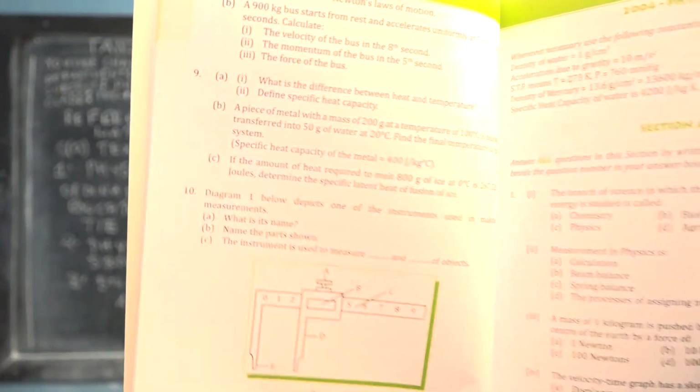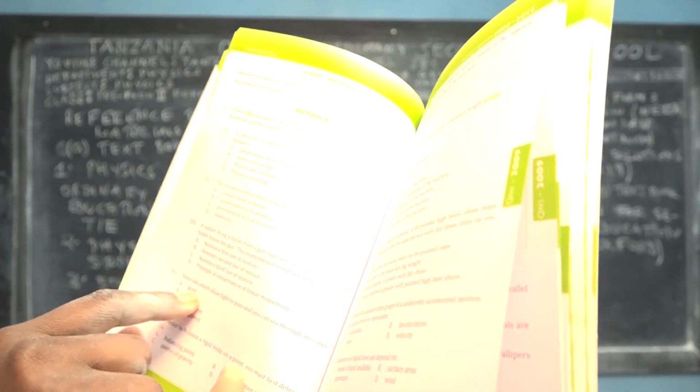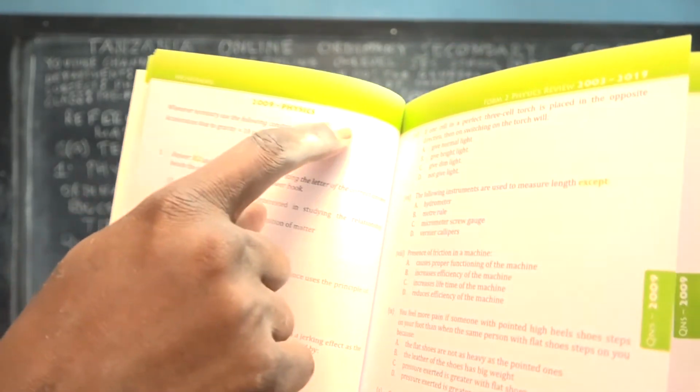Then there are 10 questions. So these are only the question part. Then if you go to the next page, you will find the solution, right? It means that you'll find the solution. For instance, this is 2009, this is the solution for the 2009 Form 2 physics exam.